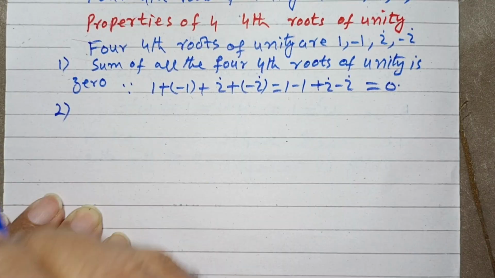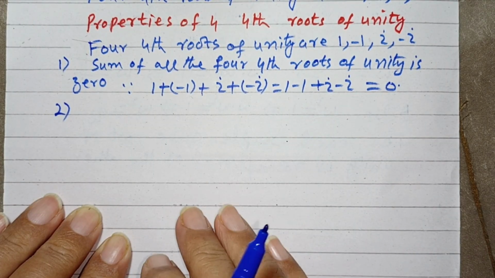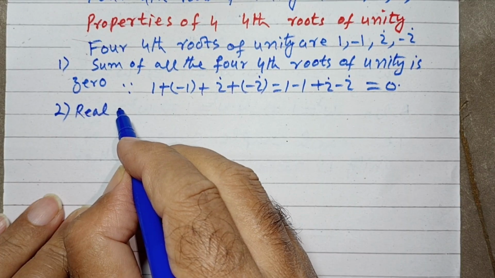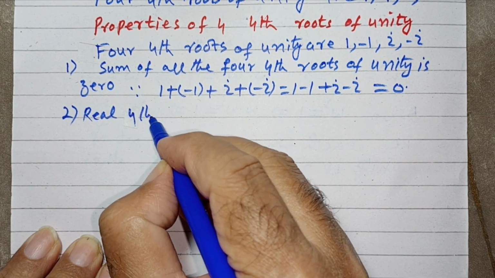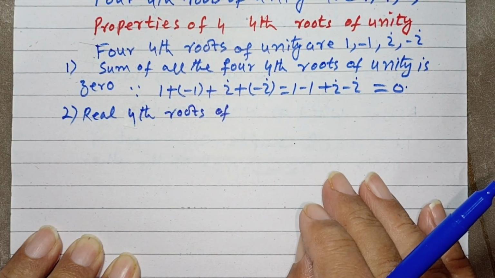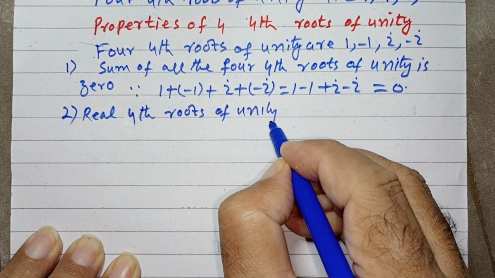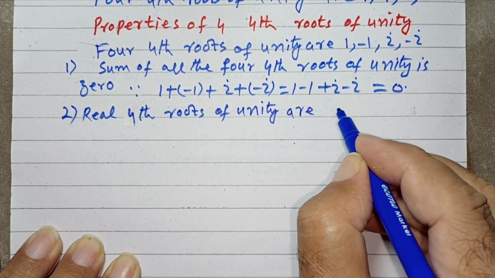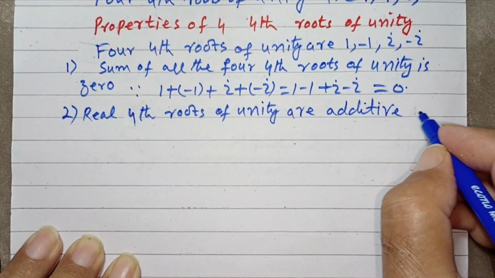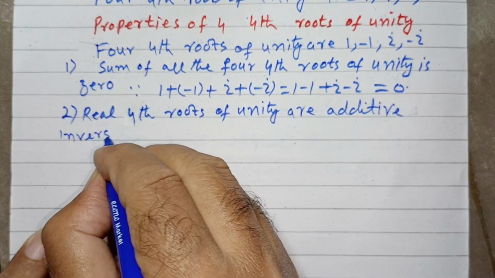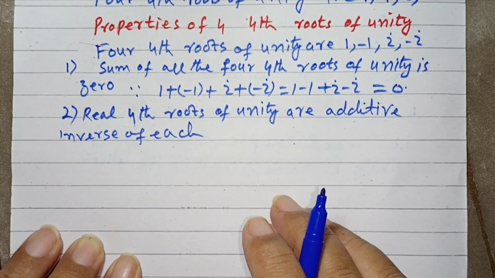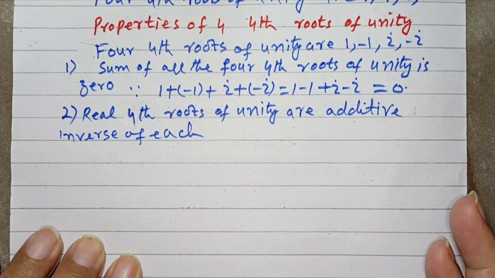Second property है real fourth roots of unity are additive inverse of each other. यानी एक दूसरे का वो एडिटिव इनवर्स है.